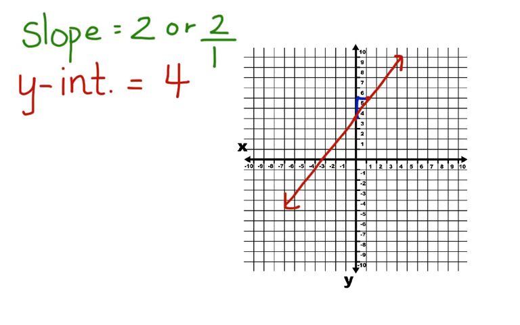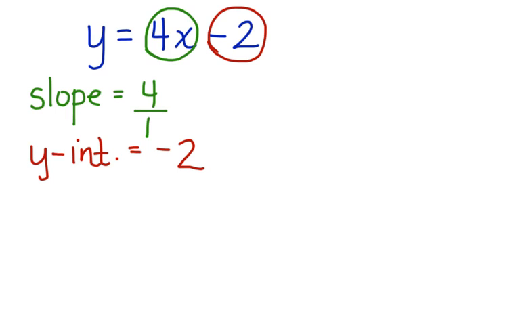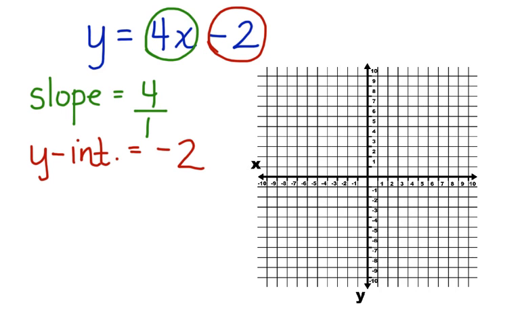Let's look at another one. Here we have the equation y equals 4x minus 2. Our slope is 4, and our y-intercept is a negative 2. Now let's graph it. We start by graphing the y-intercept at negative 2. Now this is a positive slope, so we are going to go up 4 and over 1. That'll give us our secondary point.